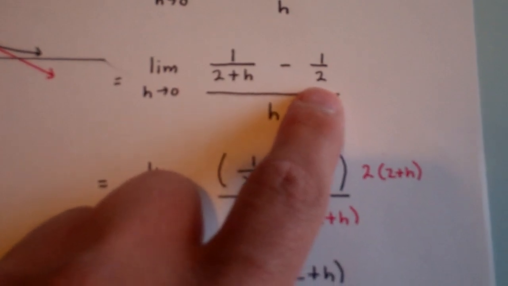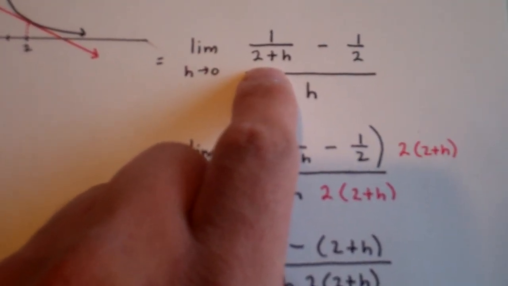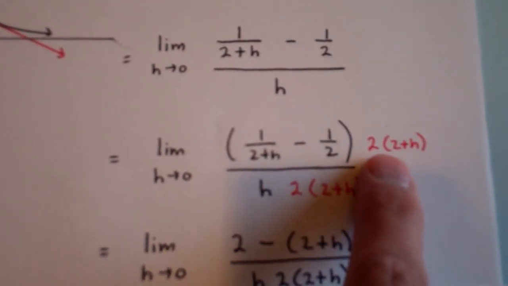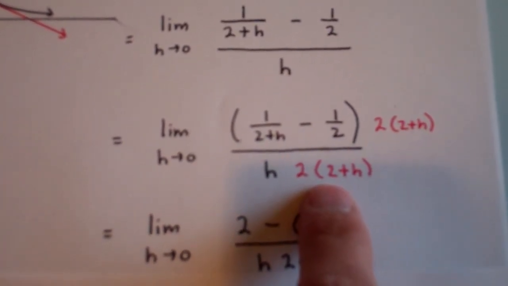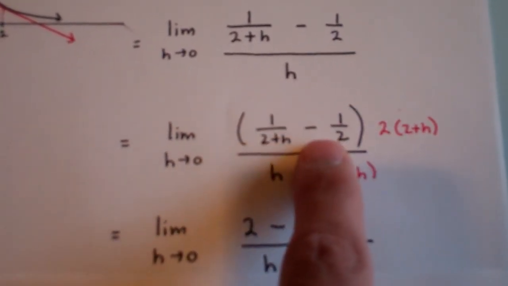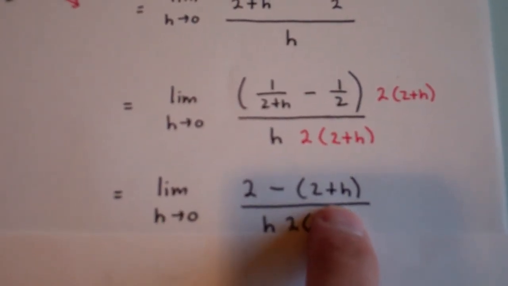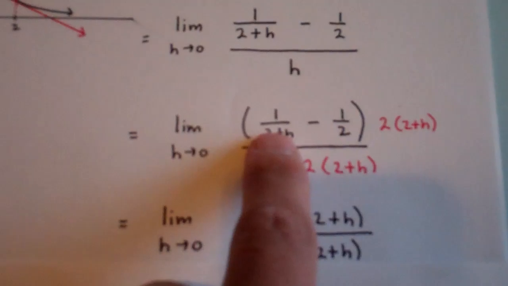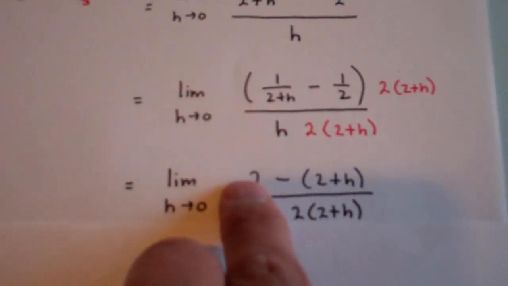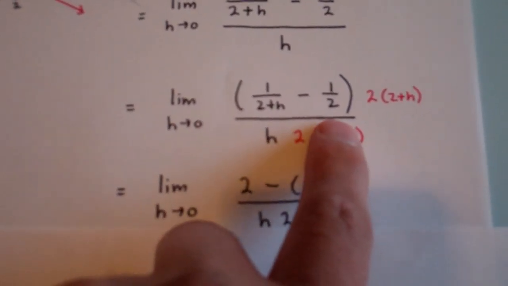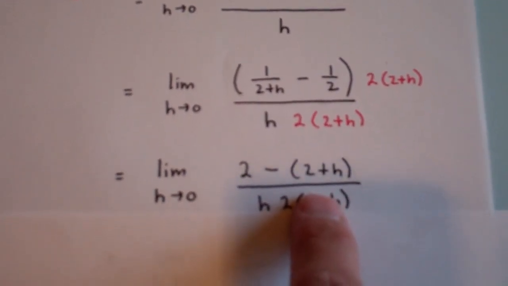So I note here that the least common denominator of these two fractions is 2 times 2 plus h. So I multiply top and bottom by 2 times 2 plus h. And then when I do the distributive property on the top, you should end up with 2 minus quantity 2 plus h. Multiplying the first fraction by the LCD, the 2 plus h's cancel and give you just 2. Minus, multiplying the second fraction by the LCD, the 2's cancel, and you just get minus 2 plus h.